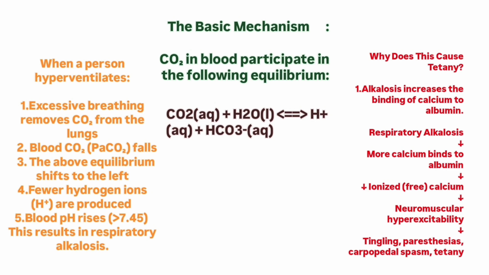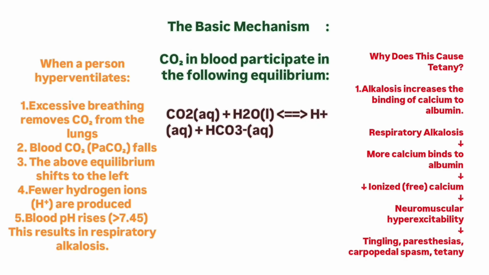So definitely more hydrogen ions will be consumed to produce CO2, so the equilibrium reaction will shift to the left. More hydrogen ions consumed means fewer hydrogen ions will be available, so definitely the blood pH level will increase. This causes respiratory alkalosis. Now this alkalosis increases the binding of calcium to albumin.